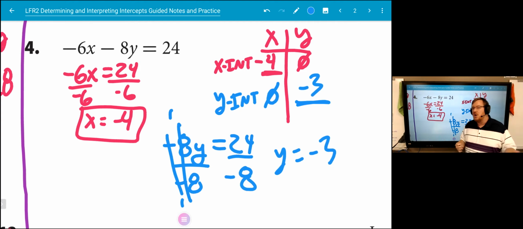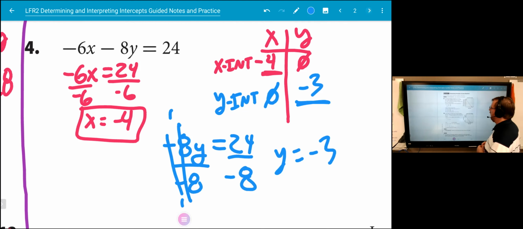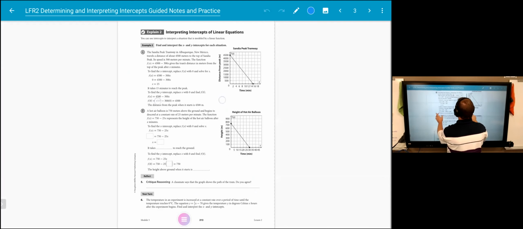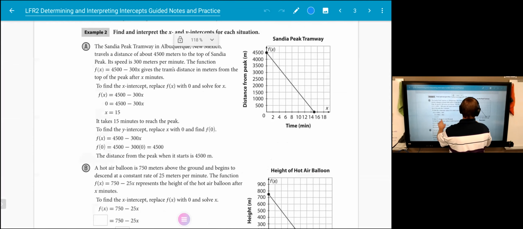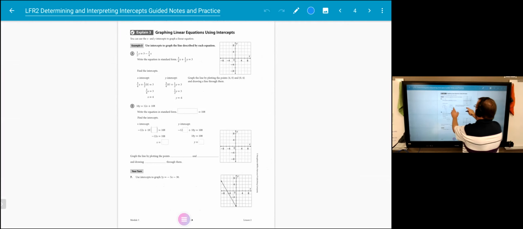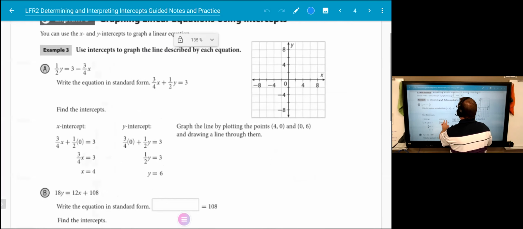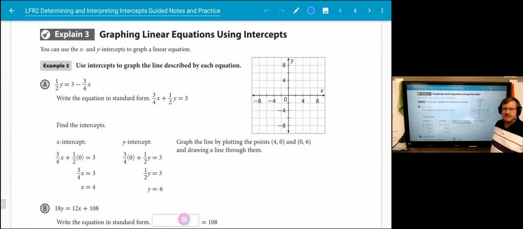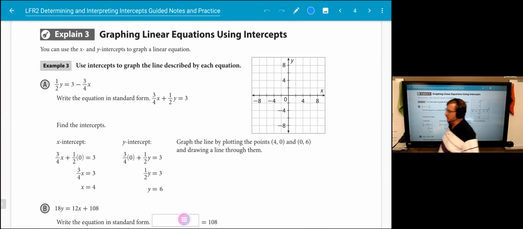I've just shown you two different ways to work. Do whichever one you like best. They both get the same things. So, all right, let's go ahead and move on to the next page here. Ooh, interpreting. I take that back. I'm going to skip to the next page, the explain 3. We're going to graph these things. We'll do the interpreting in part 2 of the video.